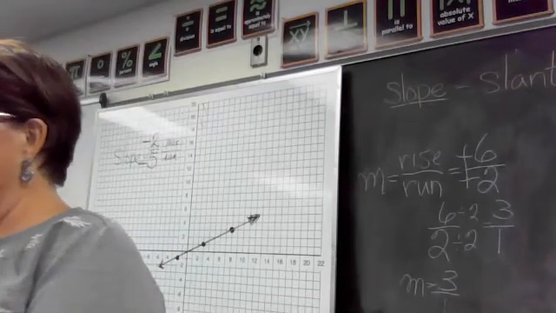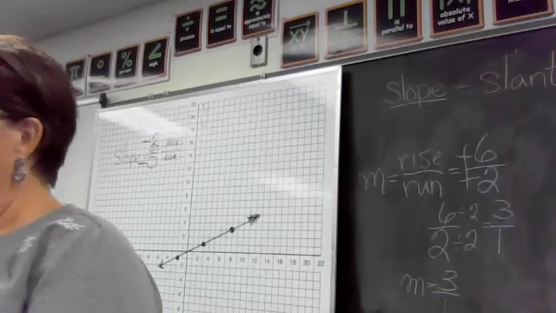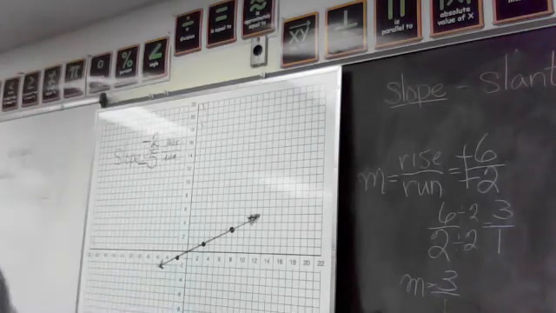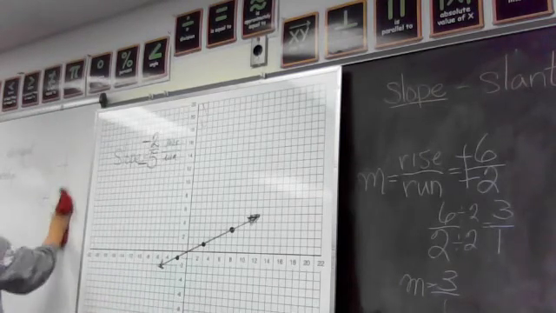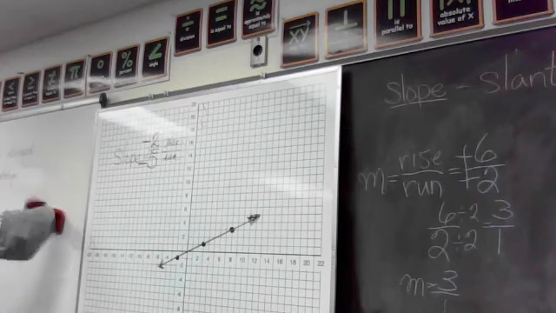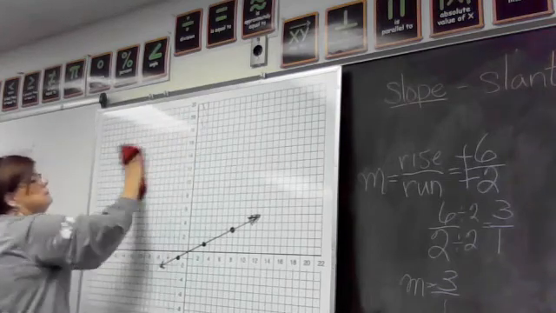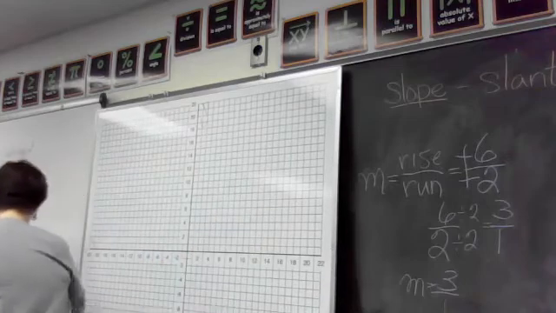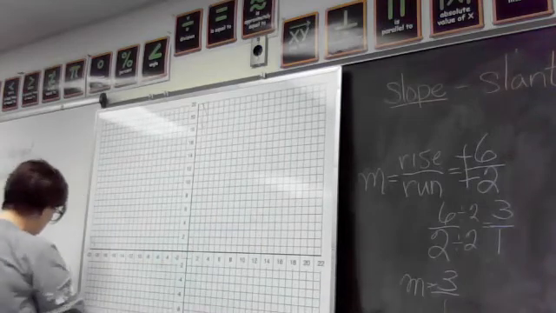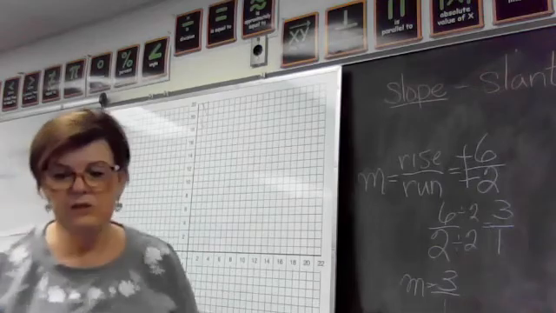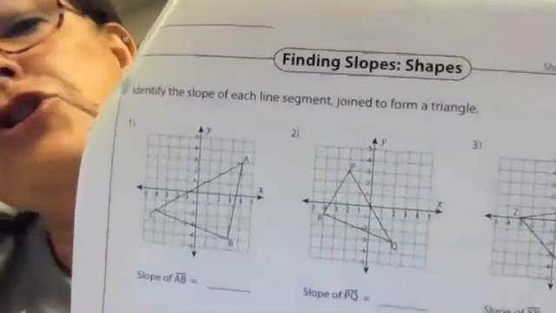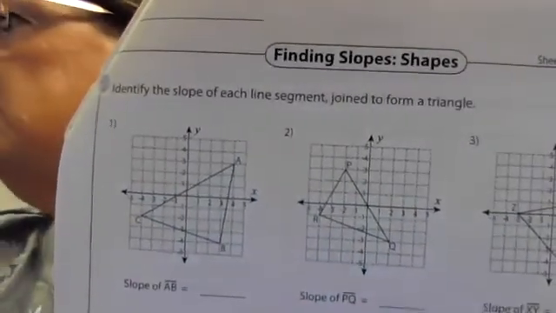5. Let's look at 6 real quick. Here's what you're going to be doing on page 6. You're going to be doing exactly the same thing, but because it looks different, we'll talk about it. This is page 6. It says identify the slope of each line segment.